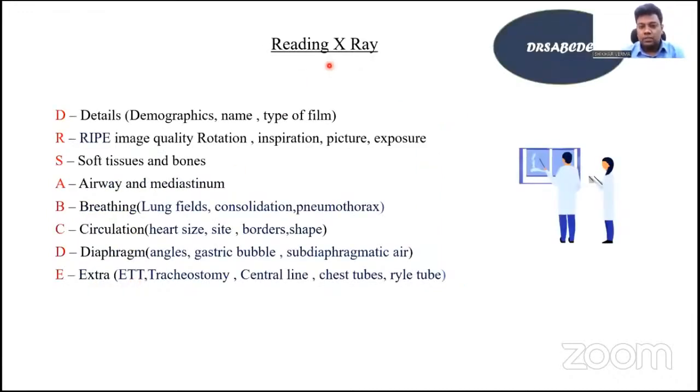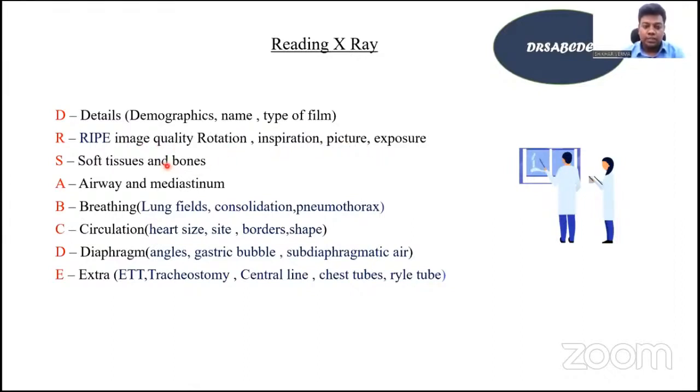How to study the X-ray? Reading an X-ray can be easily done by the mnemonic DRS ABCDE. The D stands for the details of the film, like demographics. Where was the X-ray conducted? What is the name of the patient? What is the type of the film? R stands for RIPE, which tells you about the image quality. It tells you about the rotation, inspiration, picture, and exposure part.